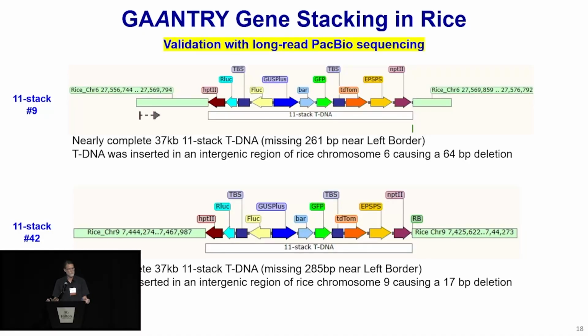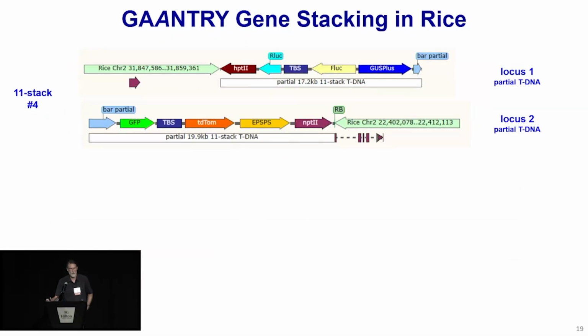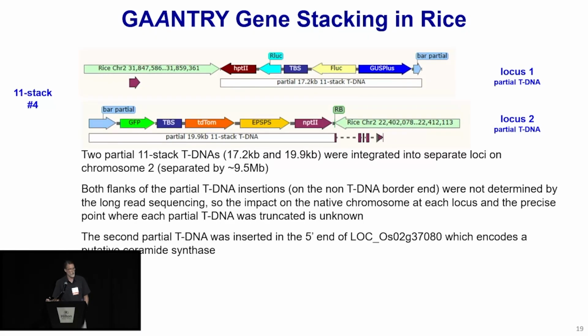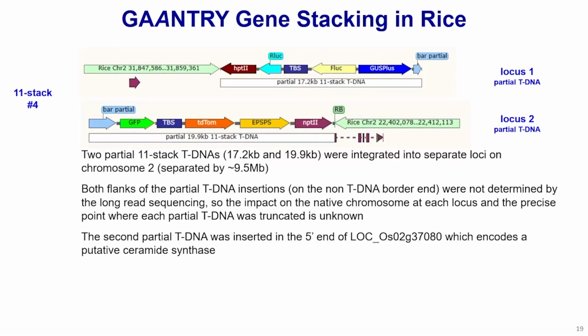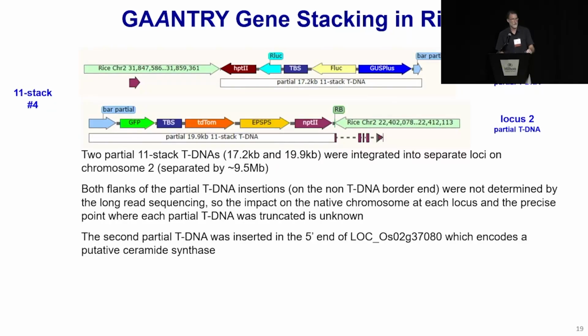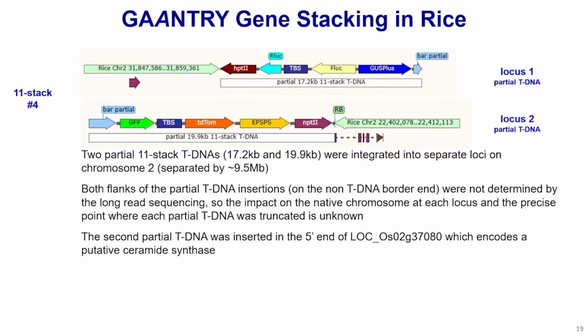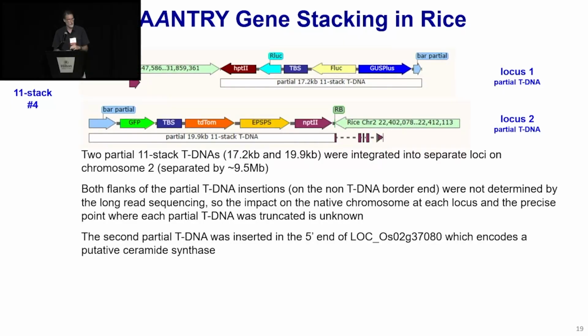on this data. So the story for the more complicated result of not containing a complete tDNA is event number 4, and that one has 2 partial tDNA insertions, both apparently in the same chromosome. A 17.2 kb and a 19.9 kb portion of the tDNA was separately inserted into chromosome 2. It's separated by about 9.5 million base pairs. We couldn't actually identify the integration sites on one end or the other of those partial tDNAs, but we definitely located them in chromosome 2.